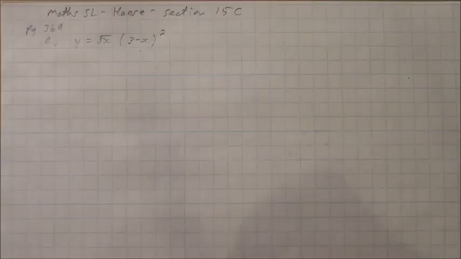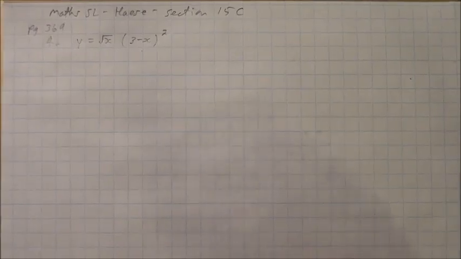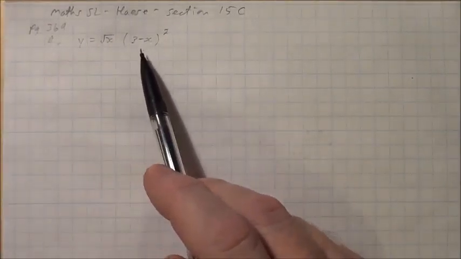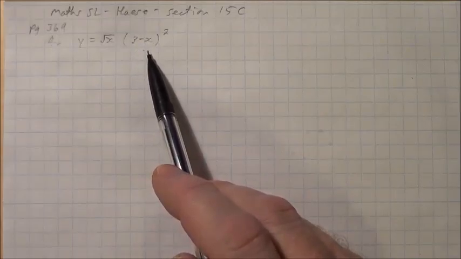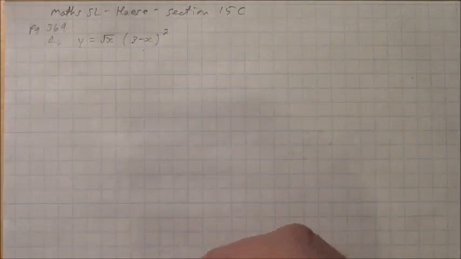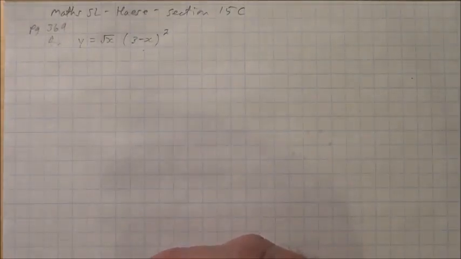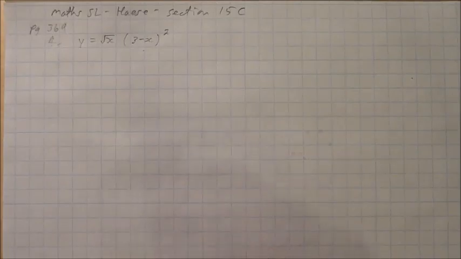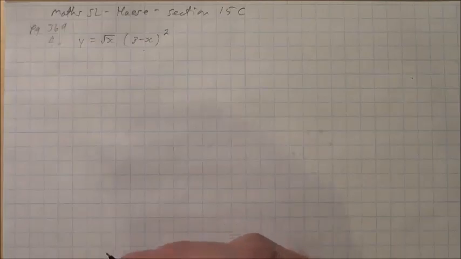Section 15C, question number 4, page 369. The question asks us to consider this function y equals root x, quantity 3 minus x all squared. In part A it asks us to show that the derivative equals a specific gradient function, which I'm going to do now.